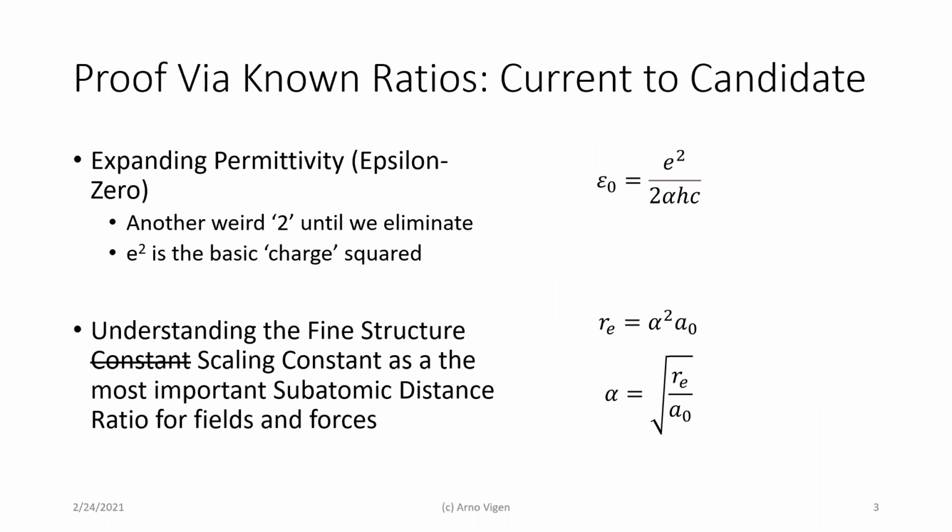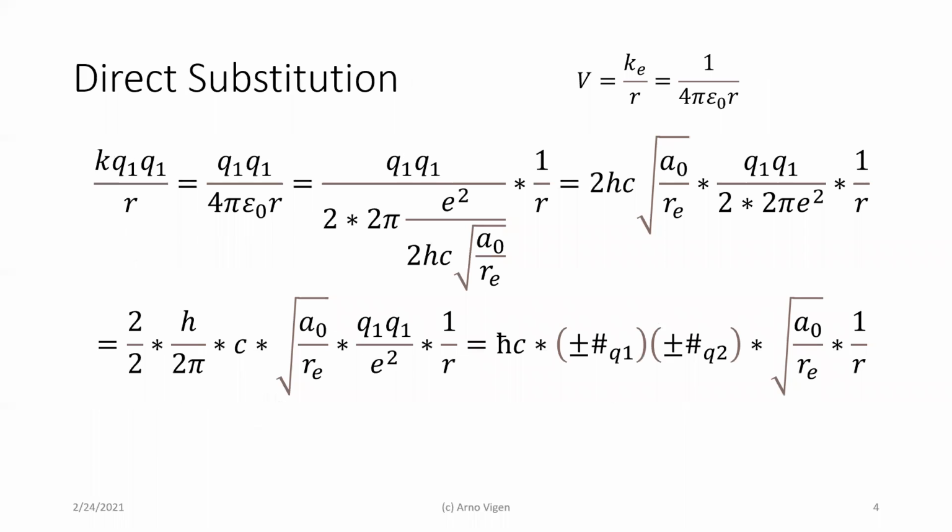Now, the proof of this goes through a few steps. Obviously, we have to expand that permittivity. Epsilon 0 is based upon the equation here. Further, I want to take a new understanding of the fine structure constant. I don't call that a constant, I call that a scaling factor, because the most important subatomic distance is the conversion of these two distances. So that alpha is equal to the root of the edge over the equilibrium Bohr radius.